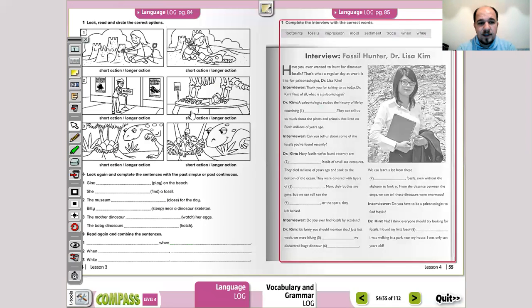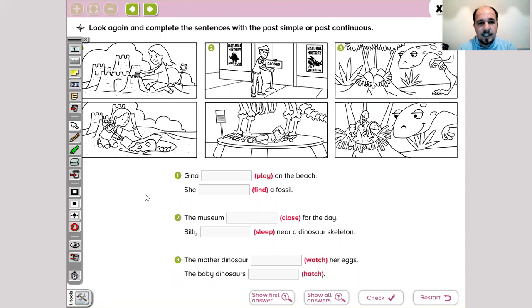Okay, let's go with the next activity. Now we are going to look again and complete the sentences with the past simple or past continuous. See, Gina was playing on the beach and she found a fossil, I guess. Because playing is a long action, finding is a short action. Gina was playing on the beach. She found a fossil. Let's see the next one.